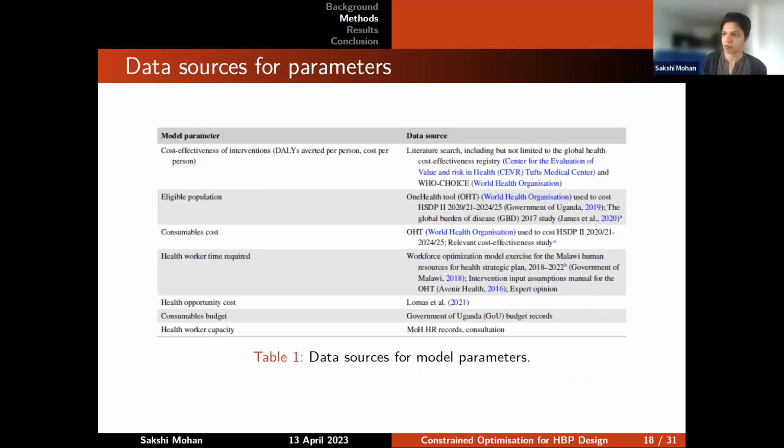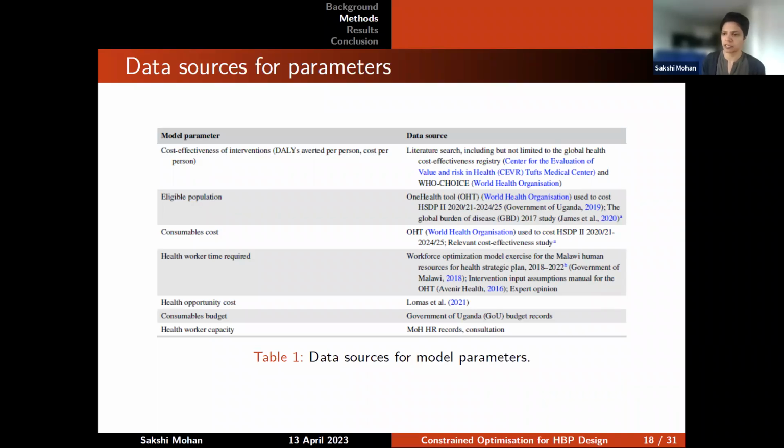For health worker time required, we mainly relied upon the workforce optimization model exercise, which was carried out in Malawi in 2018, assuming that the health worker requirements in Malawi would be fairly similar to the requirements in Uganda. This study carried out time motion studies on health workers to estimate the number of minutes that would be required for different cadres to deliver a set of common interventions. And again, where data wasn't available through this data source, we also relied upon intervention input assumptions made for the One Health tool, as well as expert opinion from Uganda.